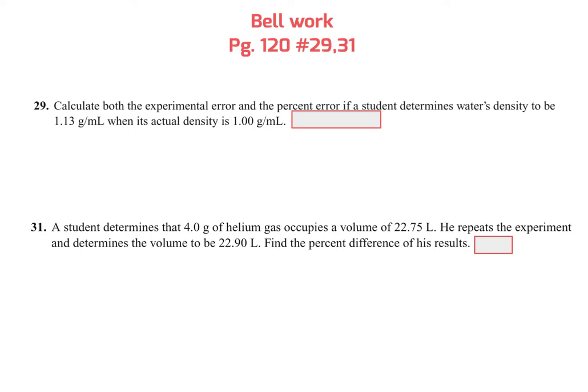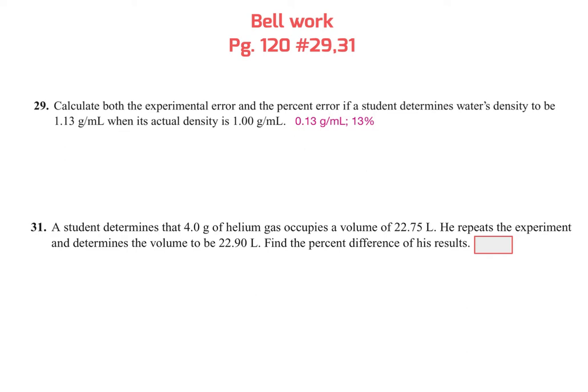So to get the percent difference, or the percent experimental error, rather, you take these two and subtract them. And then to make that a percent error, you divide by the known, which is the 1. And so when you did this, you should have gotten 0.13 as the difference and 13% as the percent. All right, that was your formula. You subtract the two of these, that's the absolute value of these two, to get your experimental error, and then you divide by the known to get your percent error.